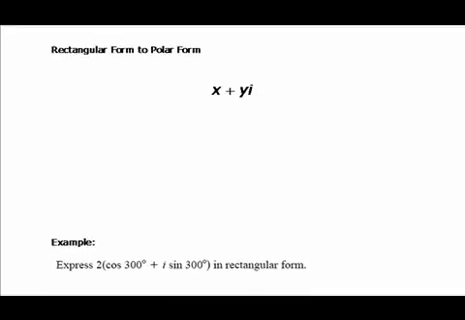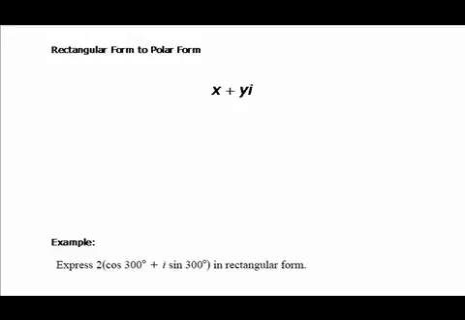So if we start with what's called the rectangular form, this is the form that we're currently familiar with, like 2 plus 4i. This is what we would call the rectangular form of a complex number. We're about to convert this into the polar form of a complex number.